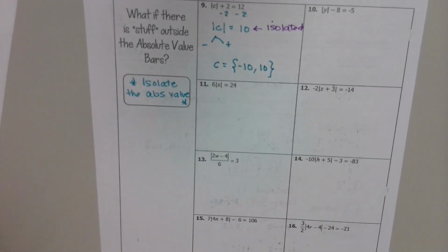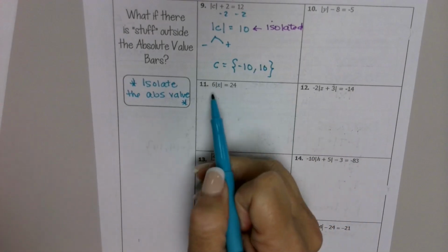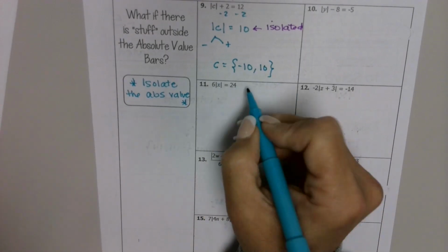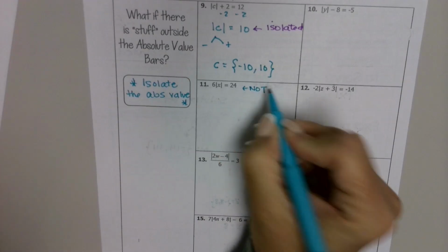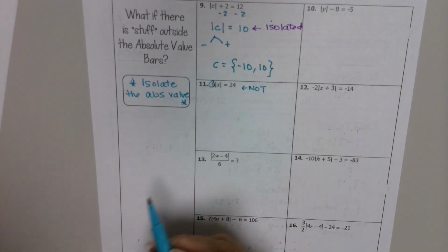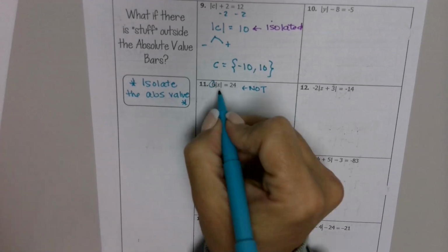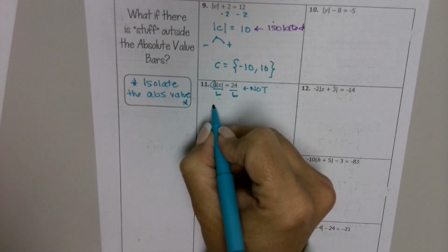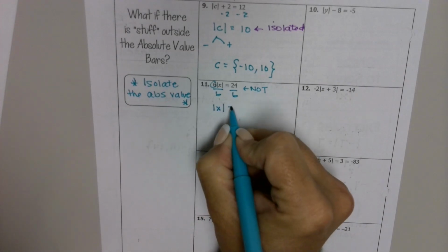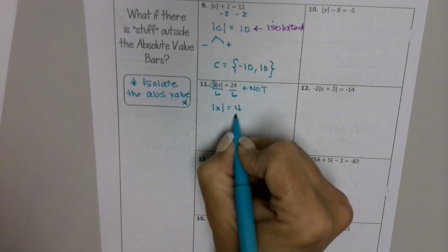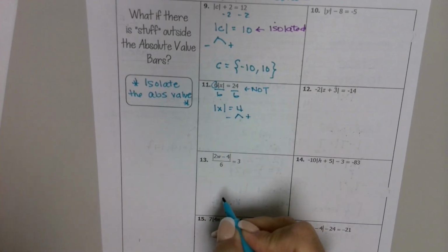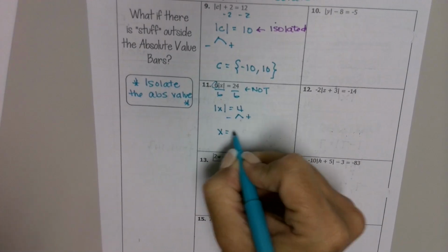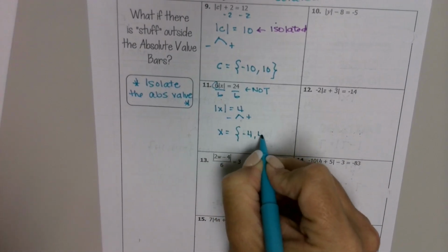All right, let's look at 11. So on number 11, what happens is I have this 6 on the outside. So this is not isolated because this value 6 is on the outside of the absolute value. So I have to divide both sides by 6 to get x isolated. So this gives me absolute value of x equals 4. At this point, you see you have a negative and a positive side. So x equals -4 and 4.